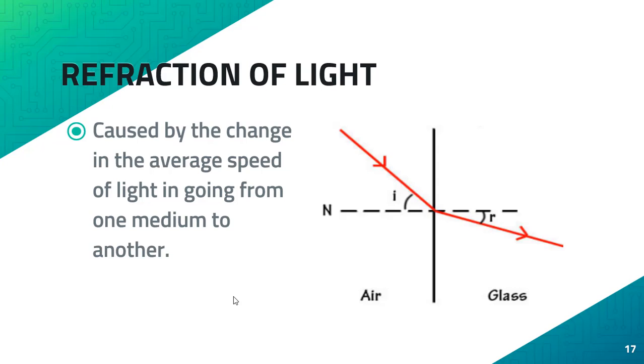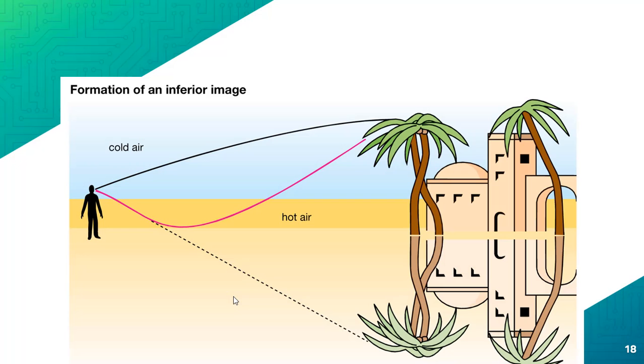We can also consider refraction of light to be a property of light being a particle, that a particle can actually change direction or change speed as it moves to a different medium. Okay? So that is refraction of light.